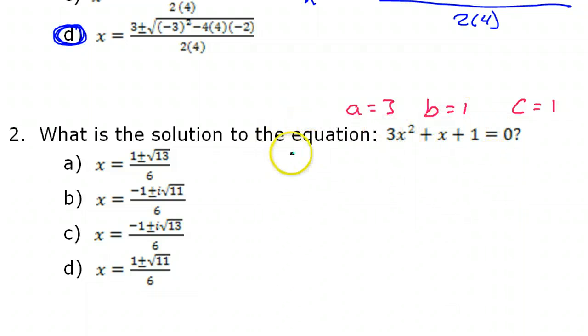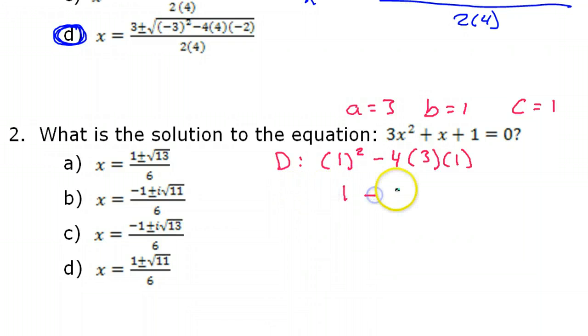So we like to find the discriminant first. So the discriminant is b squared minus 4ac. So that'll be 1 squared minus 4 times 3 times 1. Okay, so that's 1 minus 12. So that's negative 11.